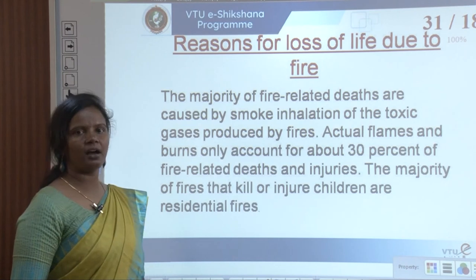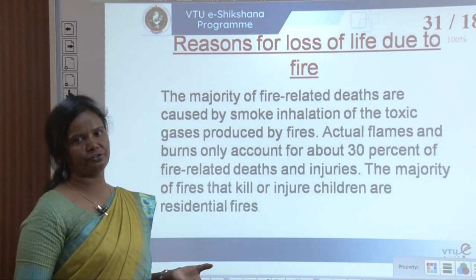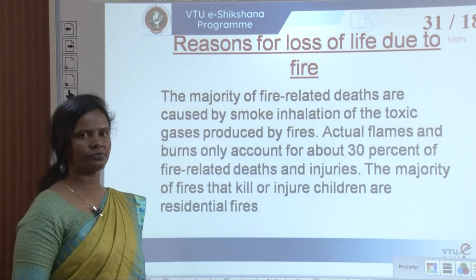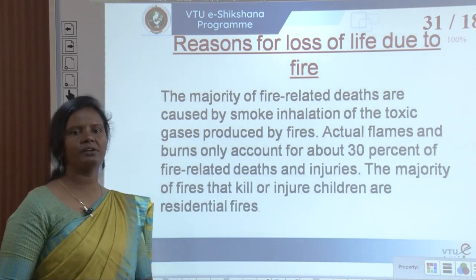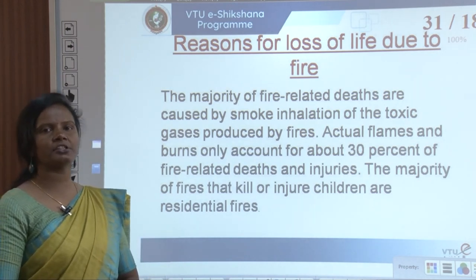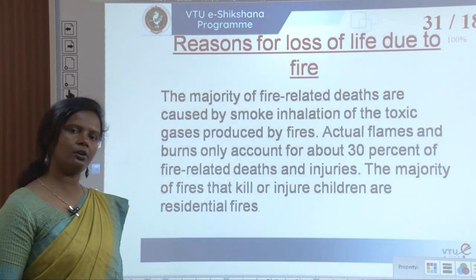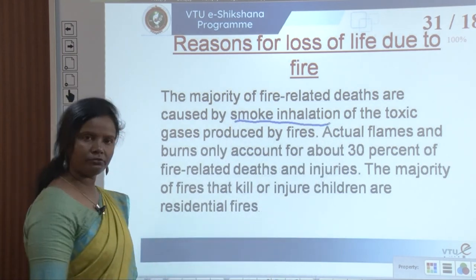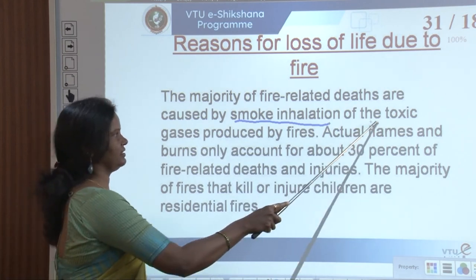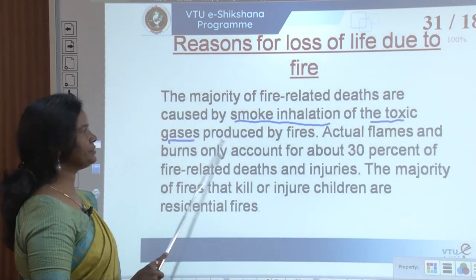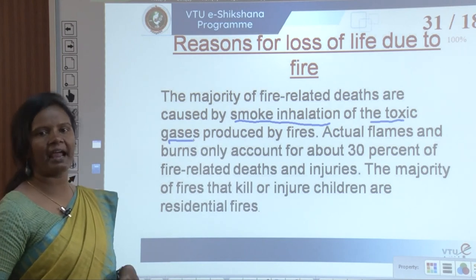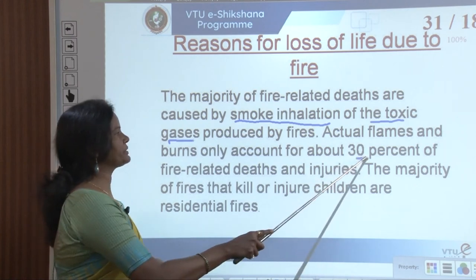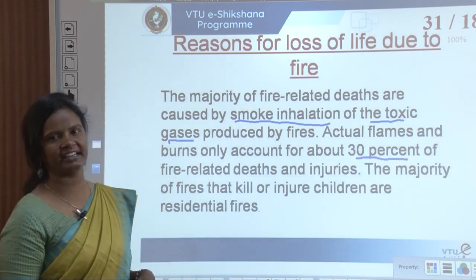So now we will see the reasons for loss of life due to fire. We already said loss of life can happen mostly because of the smoke. Here we can see how it can actually affect. The majority of fire related deaths are caused by smoke inhalation of the toxic gases produced by fires. Actual flames and burns only account for about 30% of fire related deaths.